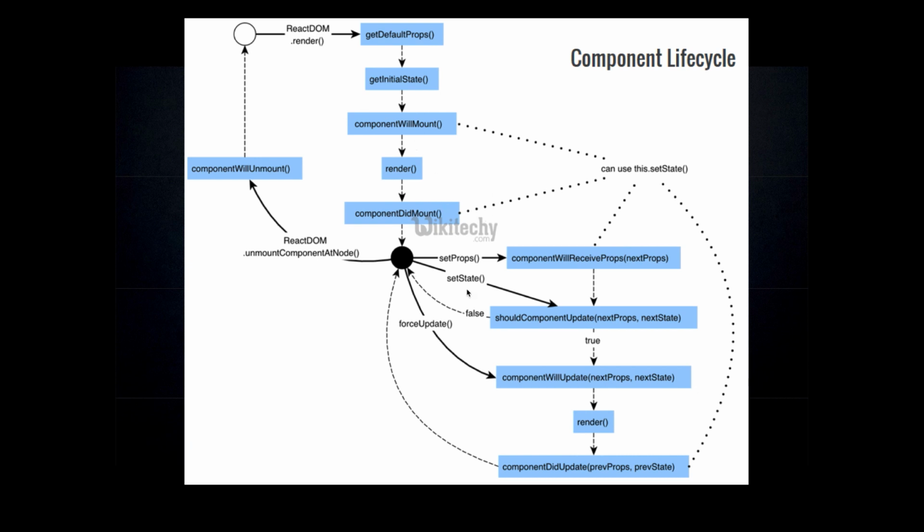This image is provided by Wikitech, but I think it's one of the best ones to visualize the method of component lifecycle. So let's start here, and I will mark every lifecycle method. We are starting here with the call of React DOM render. We get the default props. We are getting the initial state, and here's our first lifecycle method.